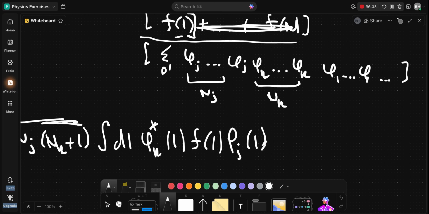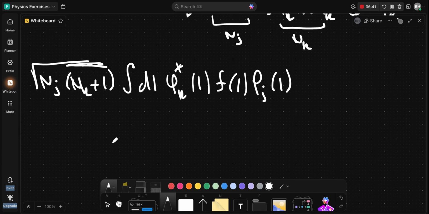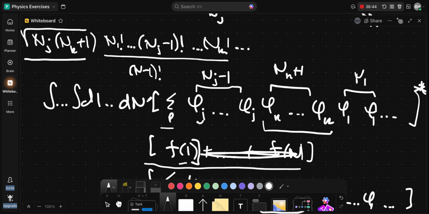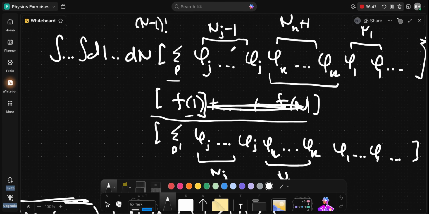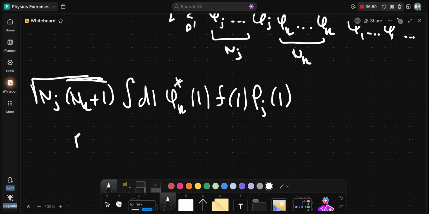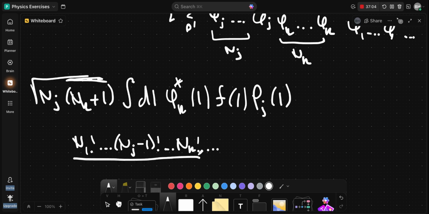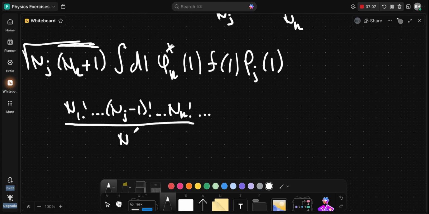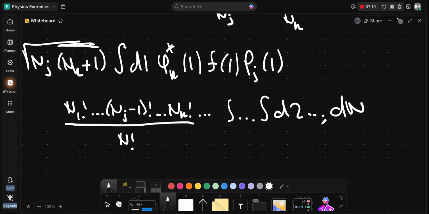Okay, so we're going to have this. What else are we going to have? Of course, these permutation factors just go along for the ride. So we're going to have n1 factorial, nj minus 1 factorial, nk factorial divided by n factorial. Then we're going to have an integral, but we already integrated over the first coordinate. So we need the rest of the integrals, which are 2 to n.